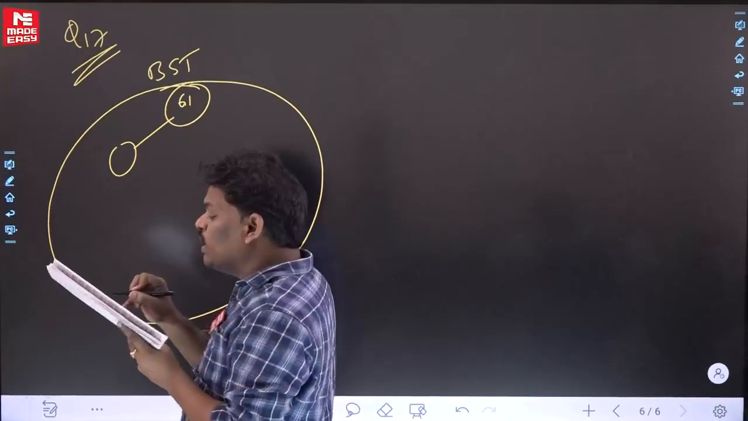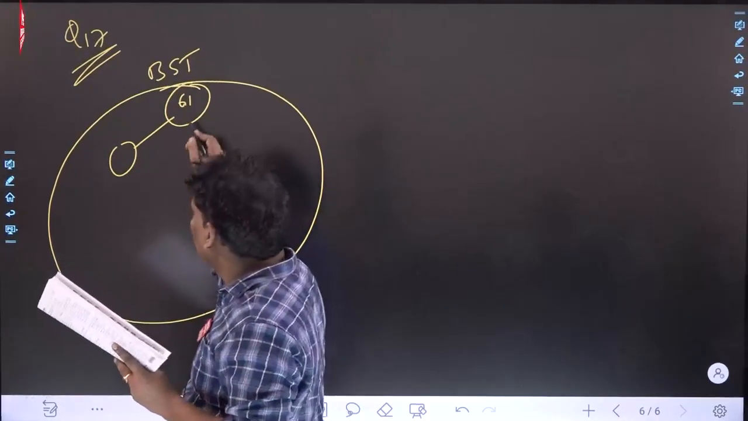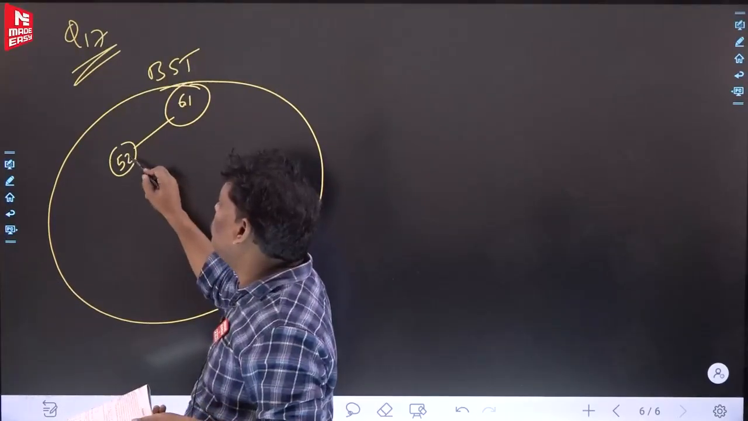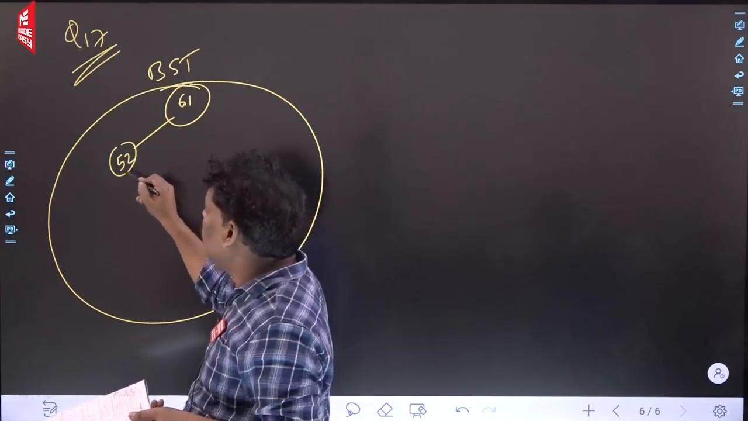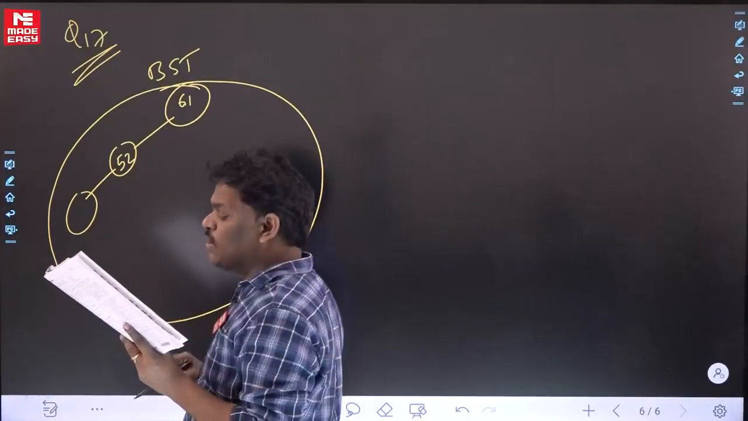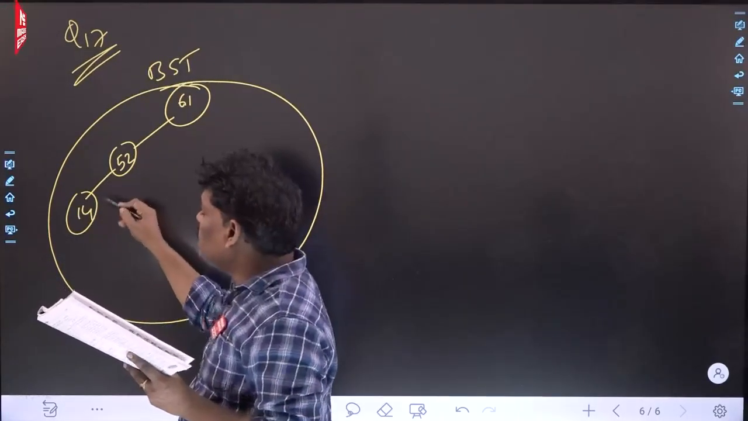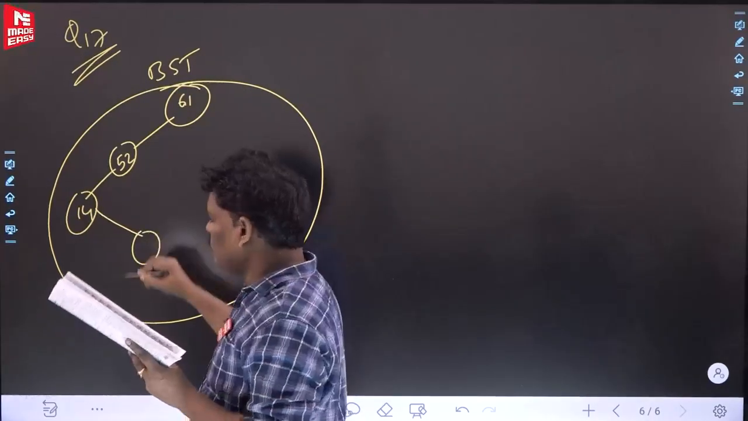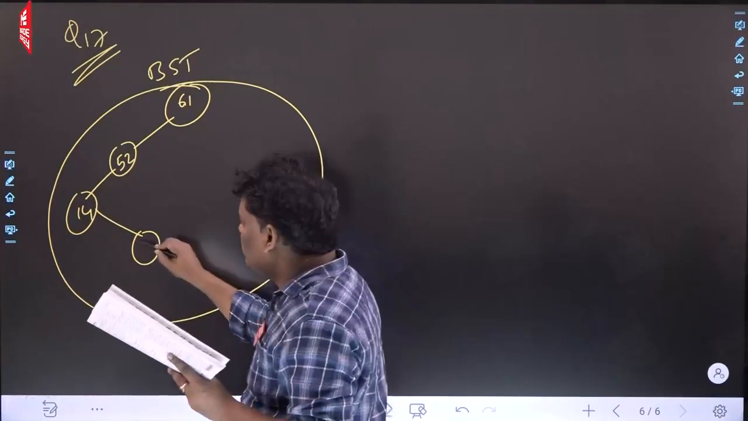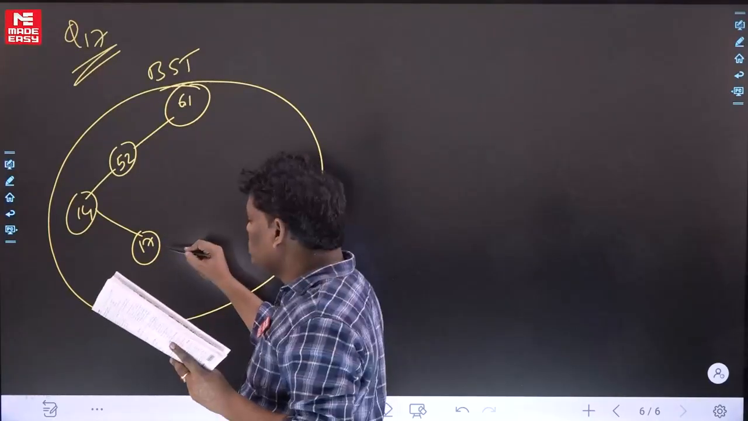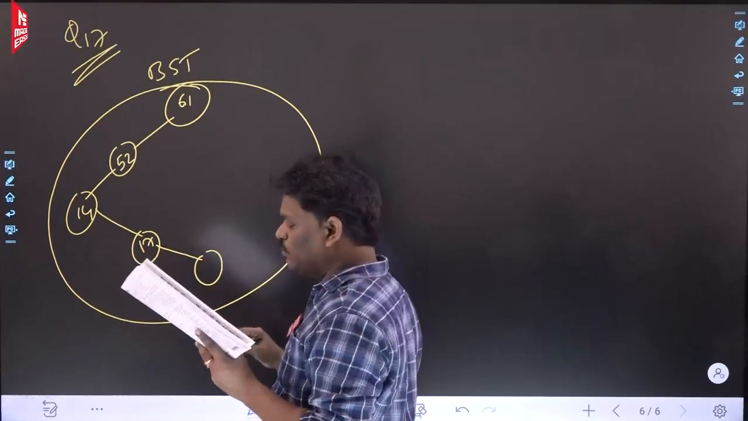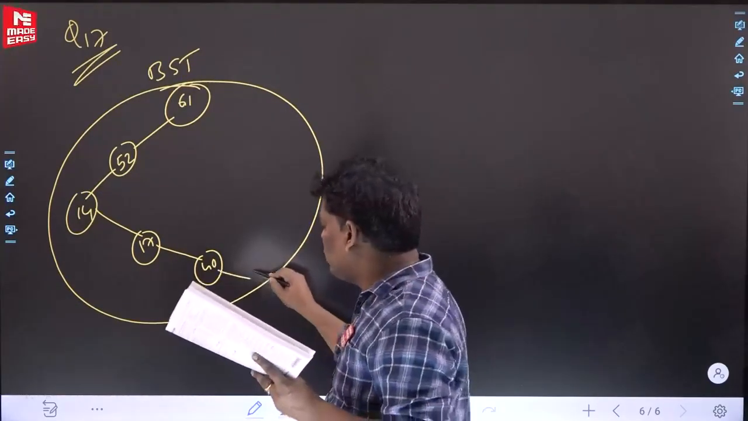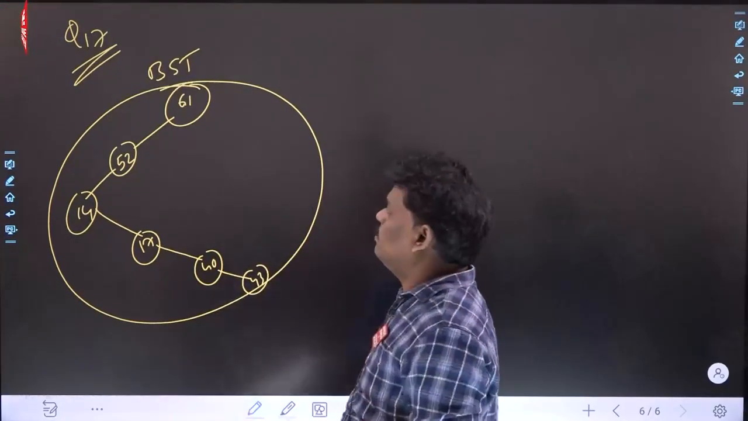When you went left, what is the next element in option A? 52. Of course, less than 61, so 52 is possible. Is 52 equal to 43? No. Go left. I got 14. Is 14 equal to 43? No. Go right. Next I got 17. Is 17 equal to 43? No. Go right. 40. Is 40 equal to 43? No. Go right. What is the answer? 43. So this is the order.